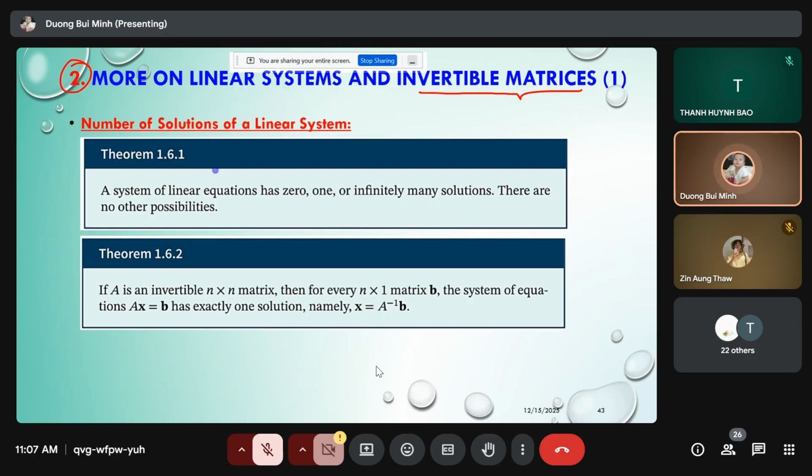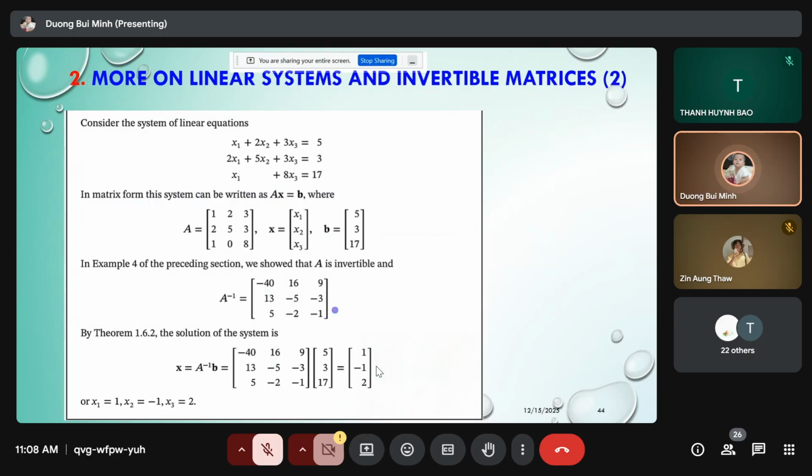Of course, we know a system of linear equations has 0, 1, or infinitely many solutions. There are no other possibilities. And if this is a square matrix A and it is invertible, you can get the inverse of A. Inverse of A times B, you can get X. And we have some examples.